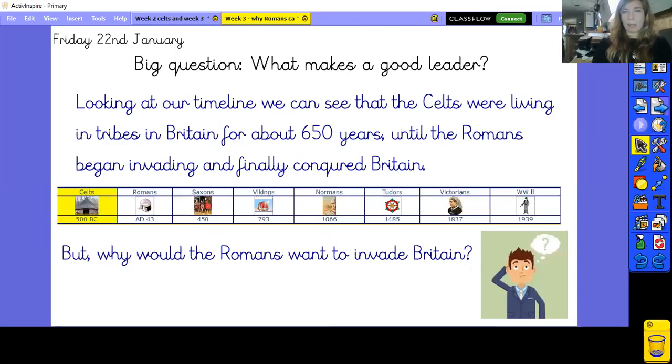So looking at our timeline, we can see that the Celts were living in tribes way back here. They were in Britain for about 650 years until the Romans began invading and finally conquered Britain. But why did the Romans want to invade Britain? So we know that they came, but why did they come? So have a little think. Why do you think they might have come to Britain? What might we have that would be useful for them? So you can pause the video here and just think about that question.